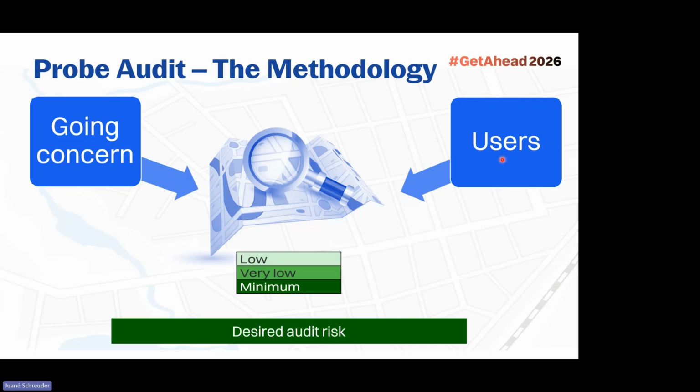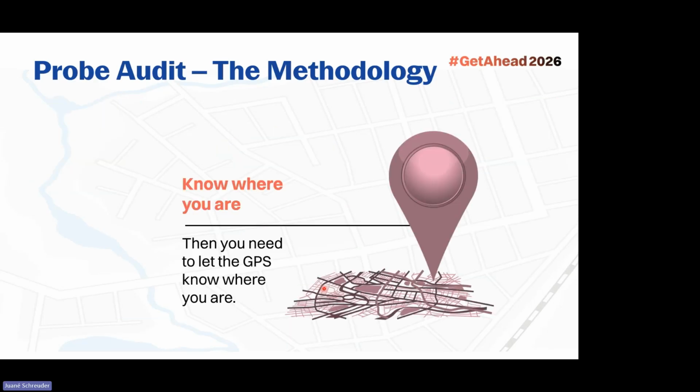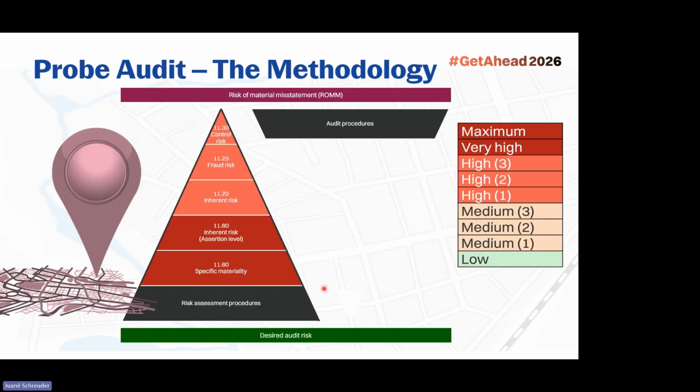Right, so those two things indicate what our desired audit risk will be, and the three levels there are low, which is then the highest level of desired audit risk we are happy to take. So if going concern risk is low and we don't have any users specifically relying on our opinion, we'll take the highest risk that we can in this scenario. Otherwise, we'll go one step lower to very low or minimum, and do as much as we can to get to the desired audit risk. Next up then, we need to determine where we are now. So I know I want to get to wherever my destination is, but we also need to determine what our risk of material misstatement is, and that is where we are starting. So where are we starting?